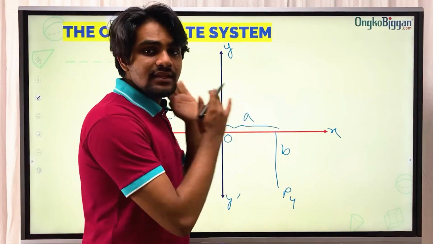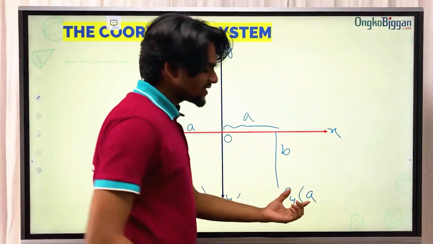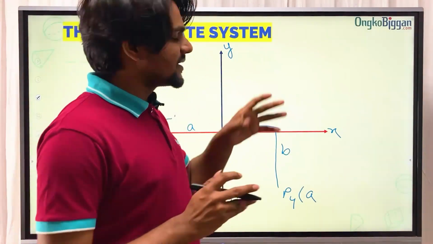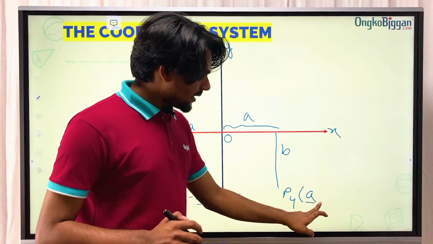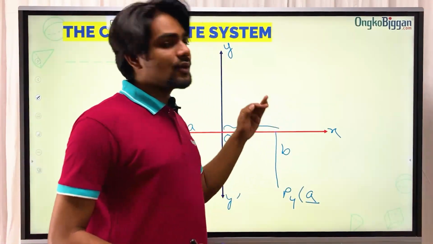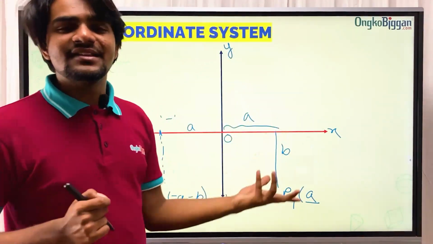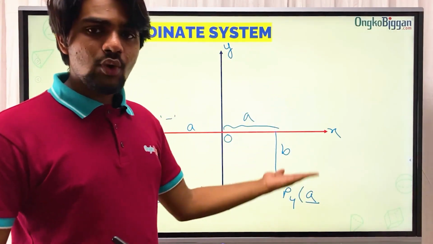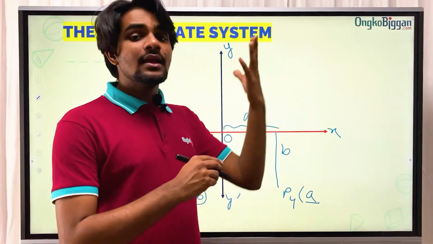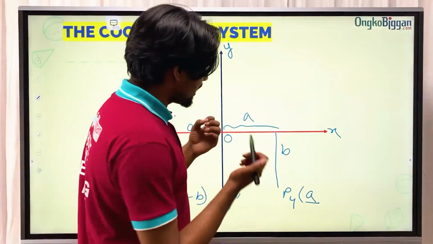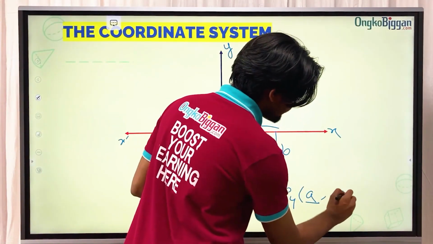Since we are moving to the right on the x-axis first, the x coordinate will be a. Basically, we are moving in the positive direction in the case of the x-axis, so it is plus a. But in the vertical direction, we are moving downward, a distance of b units in the negative direction of the y-axis. So the actual coordinate of the point will be a and minus b.